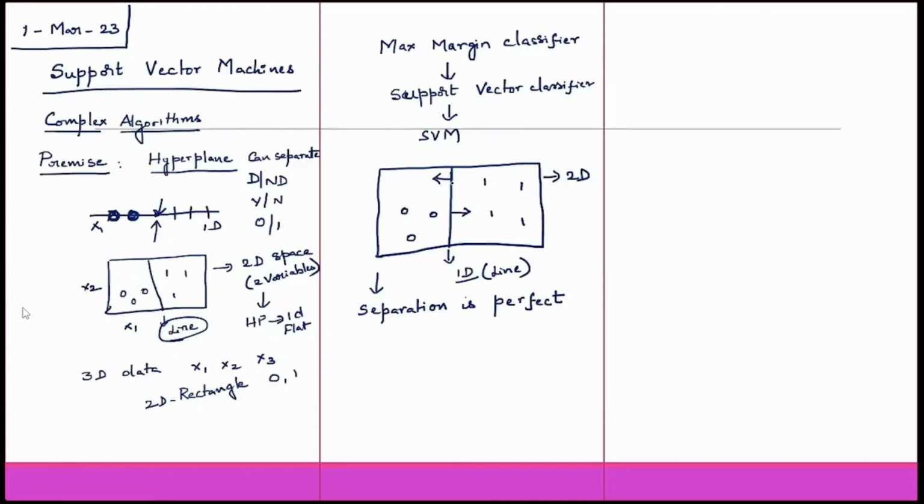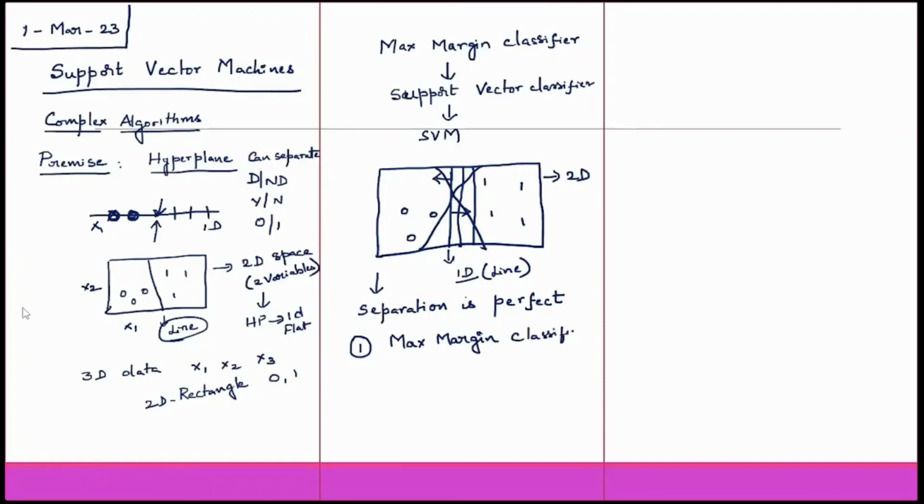Now here, can I take this line or should I take this line? They are all separating, right? This line or even this line or even this line. They are all separating the zeros from the ones. Now, which one do we pick? This is where the first concept comes in. You look at the maximum margin classifier.